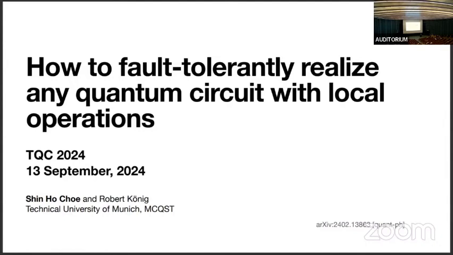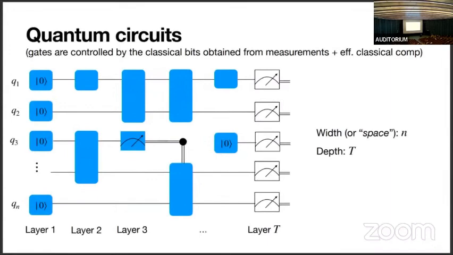Today I want to show our result on realizing any quantum circuits with local gates. I'm going to use similar terminologies from the last talk. The number of qubits in the quantum circuit will be called width or space, and the number of layers of the circuit will be called depth. Here I'm assuming I can reuse the qubits which are measured, and it doesn't really increase the width.